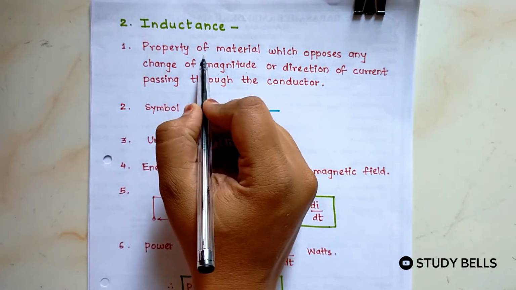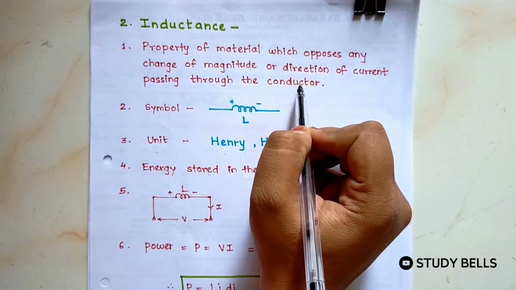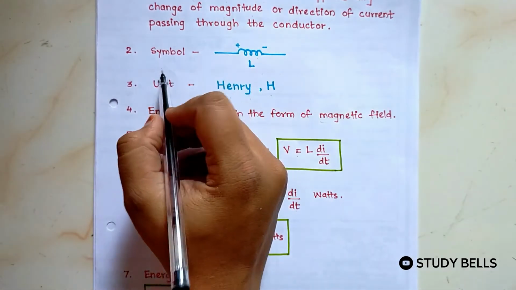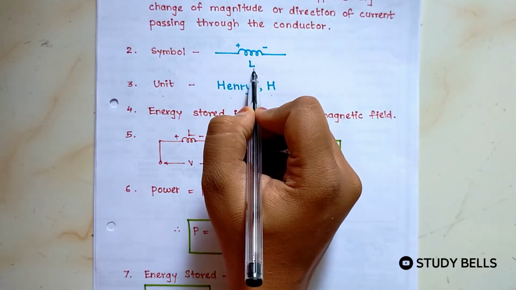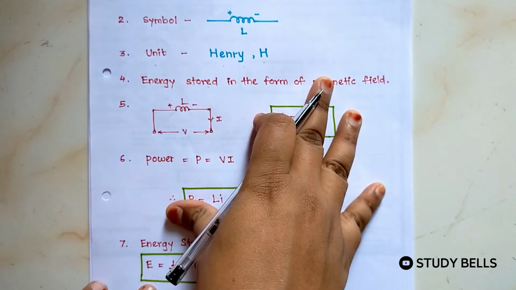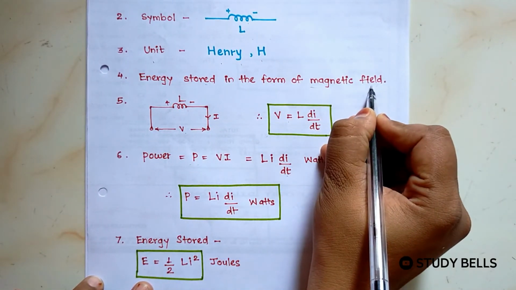Inductance. Property of material which opposes any change of magnitude or direction of current passing through the conductor. Symbol for inductor is this, denoted by L. Unit is Henry, denoted by H. Energy stored in the inductor is in the form of magnetic field.